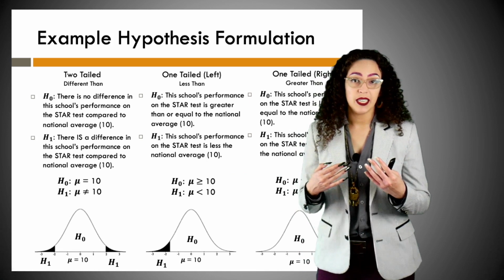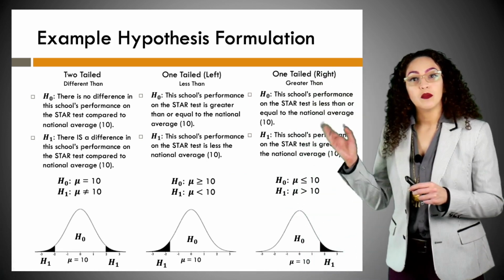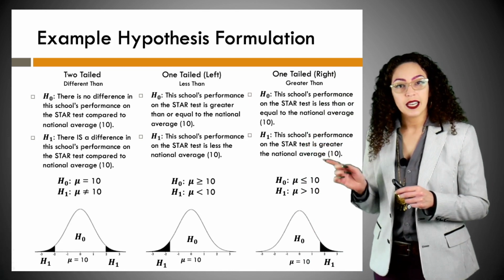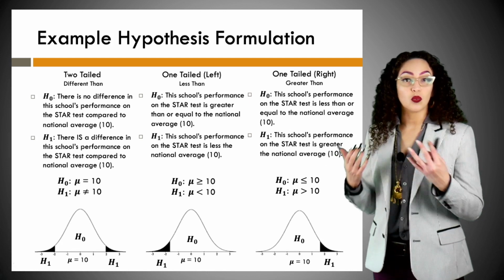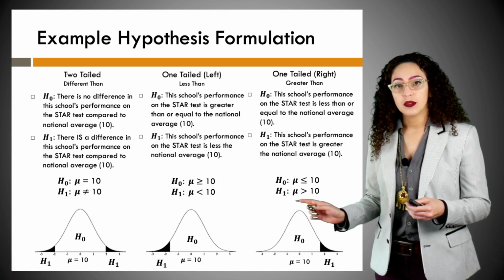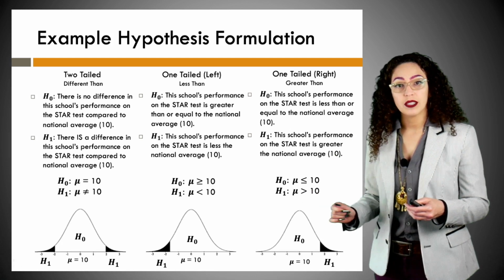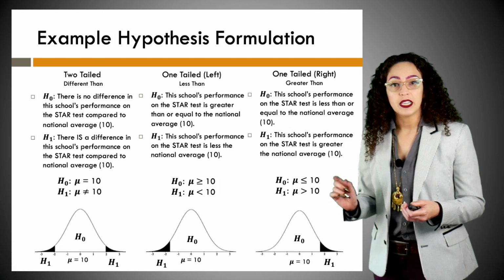Now if we want to test the other direction to see if something is greater than, we can use a one-tailed right test. Let's again start with the alternative. We're saying this school's performance on the STAR test is greater than the national average. We think they're doing better. So we are going to write it out as mu is greater than 10, and the null would then be mu is less than or equal to 10.